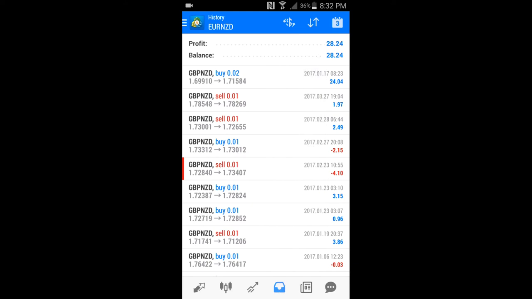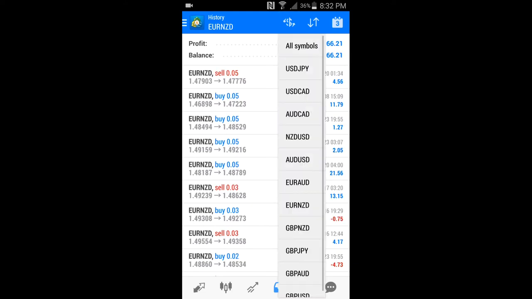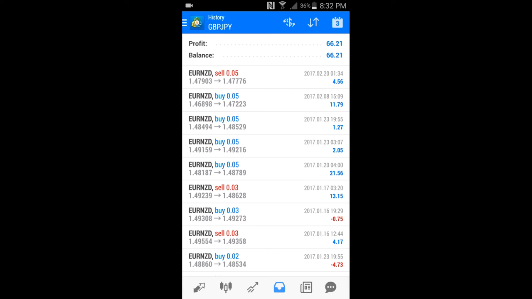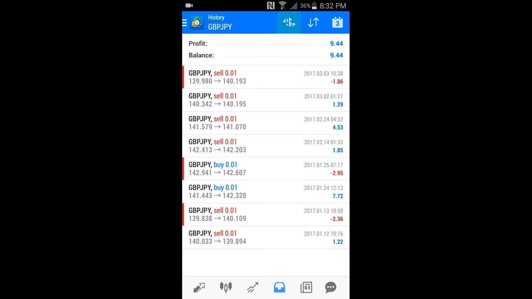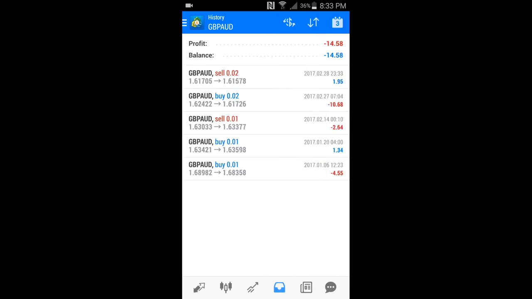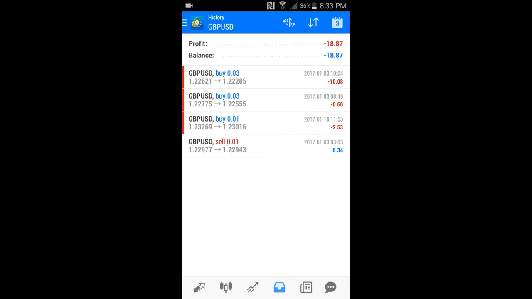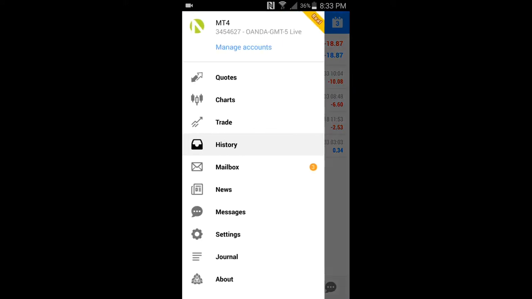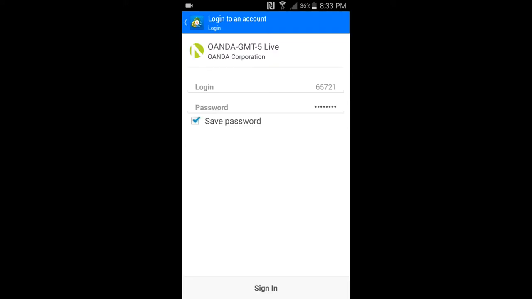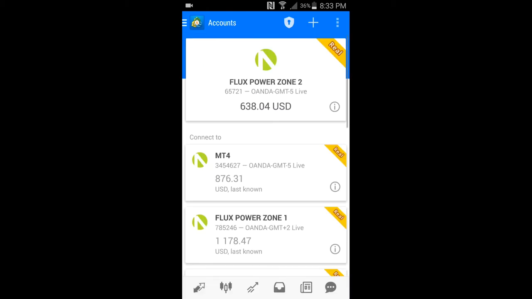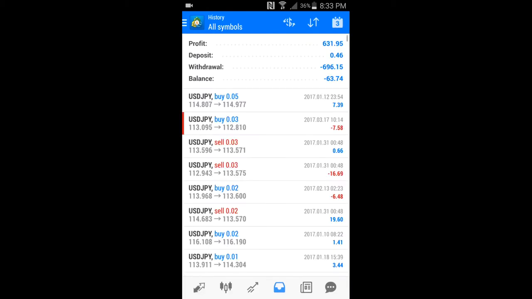Euro New Zealand, skipped over that, 66.21. Pound JPY, 9.44. Pound Aussie, negative 14.58. And the pound US, I know it's an L, 18.87. Okay, so let's switch over one more. And that account was based on $500, that particular one there that we just viewed.